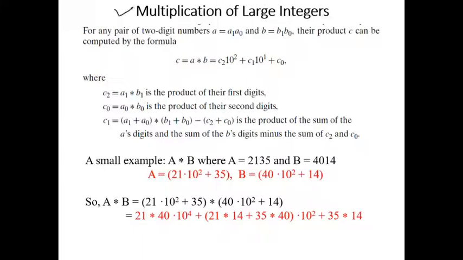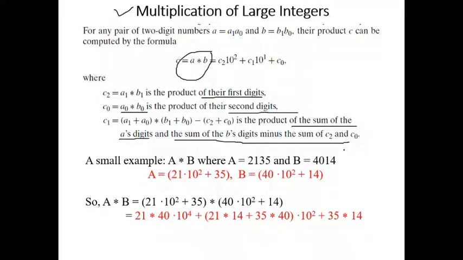Next, we have another formula for this problem of multiplication of large integers. For any pair of two-digit numbers a equal to a1 a0 and b equal to b1 b0, the product c can be computed by this formula: c equal to a times b, which equals c2 times 10 squared plus c1 times 10 power of 1 plus c0, where c2 is the product a1 times b1 of the first digits, c0 is the product a0 times b0 of the second digits, and c1 is the product of the sum of a digits and the sum of b digits, minus the sum of c2 and c0.